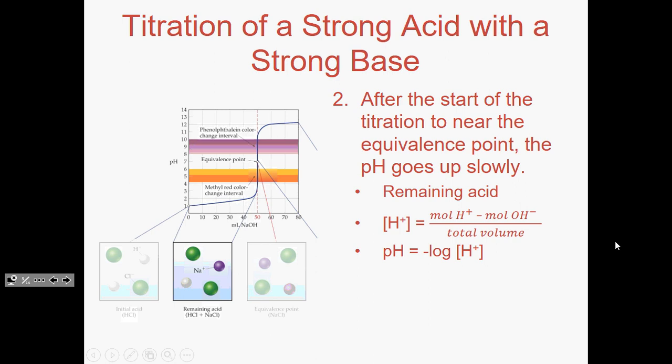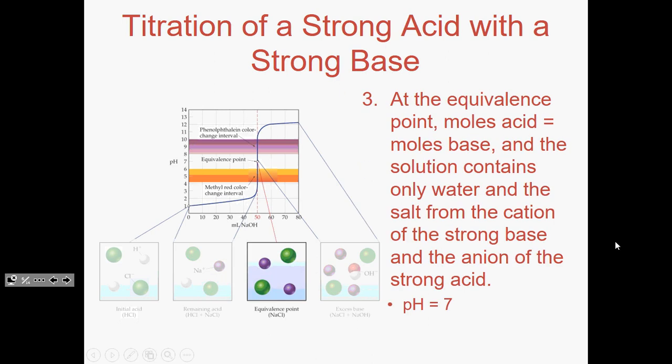Now the next region is when we're at the equivalence point. Now at the equivalence point, remember the moles of H plus equal the moles of OH minus. So if it's a monoprotic acid and a monobasic base, it's fairly simple. The moles of acid equal the moles of the base. And what's going to happen is the solution is going to contain only water and the salt from the cation of the strong base and the anion from the strong acid. So in this case, it was HCl.